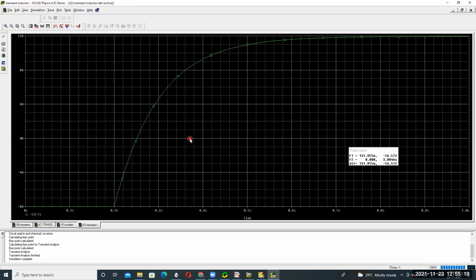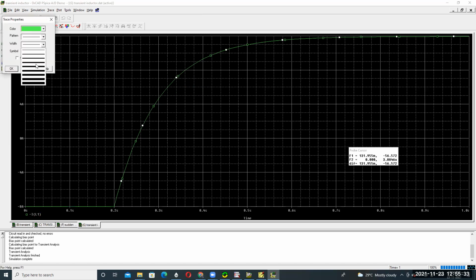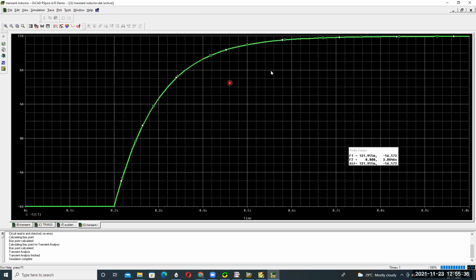Then we will get this type of response. Understood? So this is the waveform. Before the switching action, that is before 0.2 seconds, the switching action occurs at 0.2 seconds. If you want to change to 0.3 seconds, you can. This is where the switch is in position A, and this is where the switch is in position B.